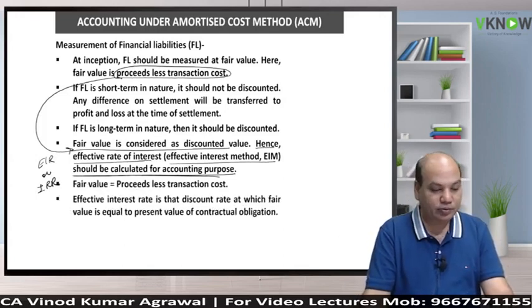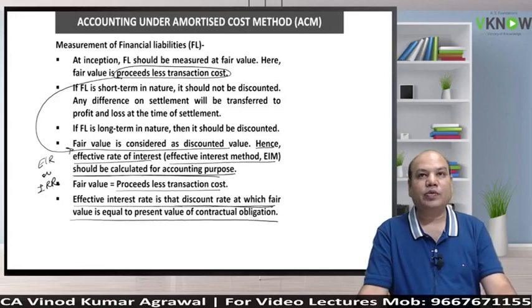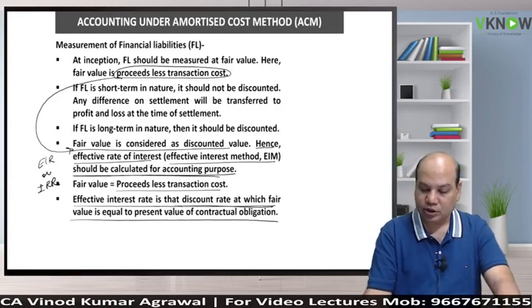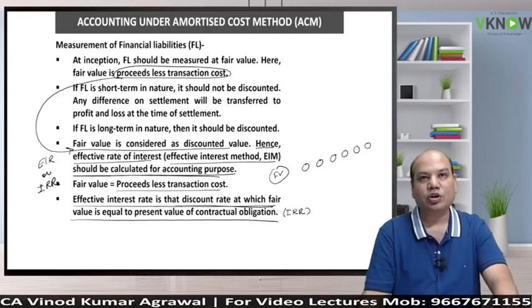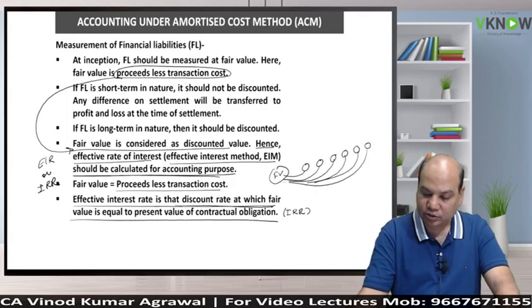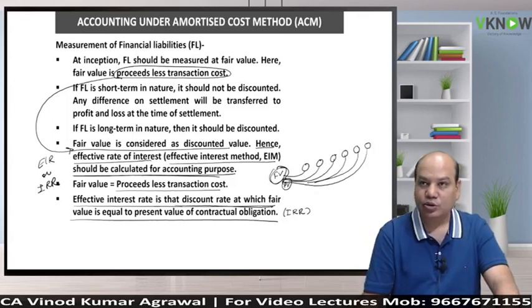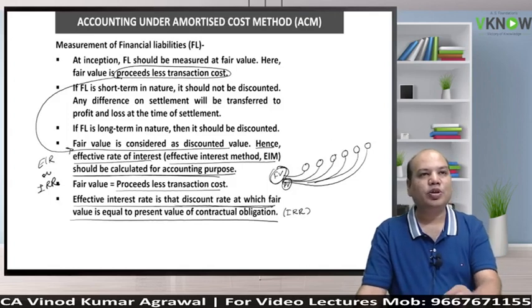So I will summarize for you. Fair value is equal to proceed minus transaction cost, assuming transactions are at normal terms. And second, effective interest rate means IRR, that rate of discount at which fair value is equal to the present value of the contractual obligation. So it is what we call in financial management language IRR. So you have fair value today, you have future cash flows, contractual obligation. Find out a discount rate whose present value is equal to this amount, and that discount rate is called effective interest rate, which means you have to know how to compute the EIR.